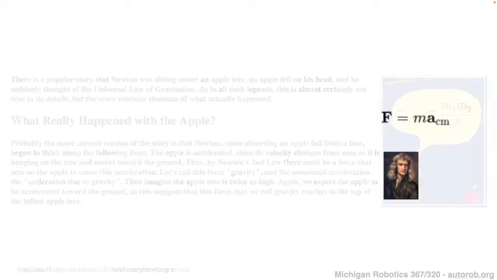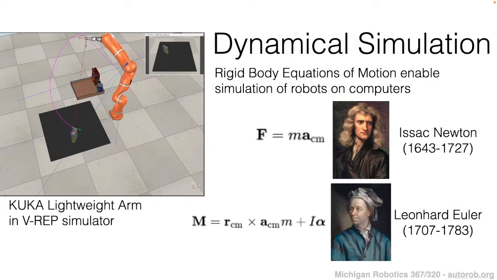But for our purposes within robotics, the work of Newton and Euler and many other physicists is what enables our physical simulators, our dynamic simulators, to work and to be very successful. In the video here, what's being shown is the Kuka lightweight robotic arm being operated within a physical simulator environment, in this case the VREP simulator. The reason it's very successful is that it can model the physical dynamics of rigid body objects, including the robot and the objects that the robot is acting on, in a very realistic, high-fidelity manner.